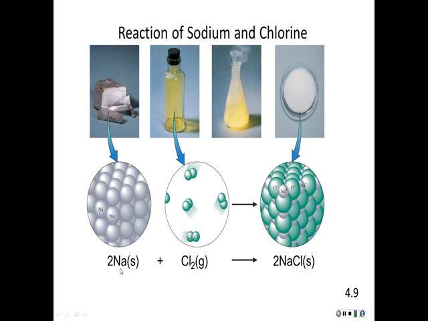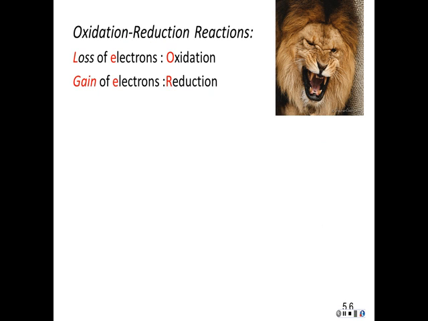Now here's the overall balanced equation. You can't tell by looking at this that this is an oxidation reaction, so let's take a closer look at it. First of all, I want to define the terms. Oxidation is the loss of electrons, and reduction is gaining electrons.